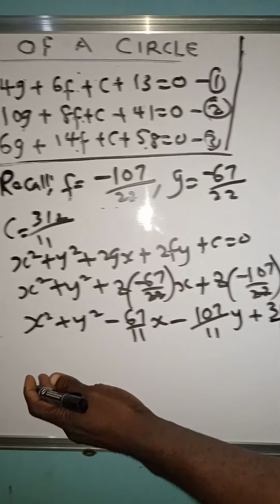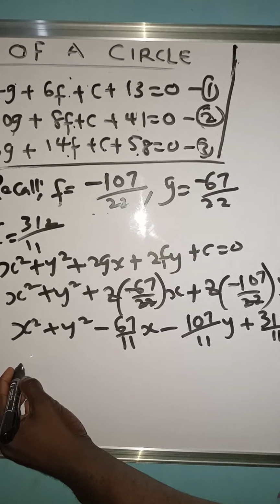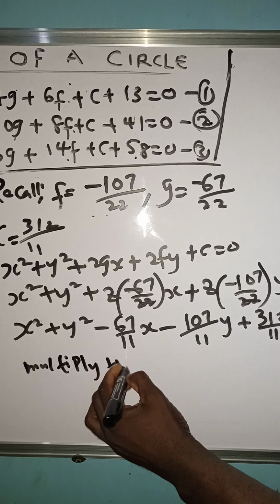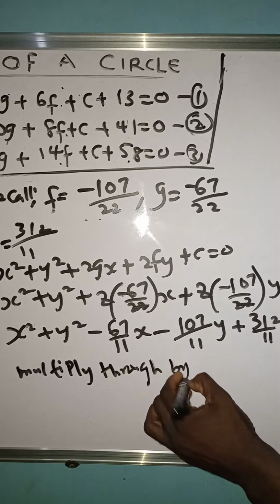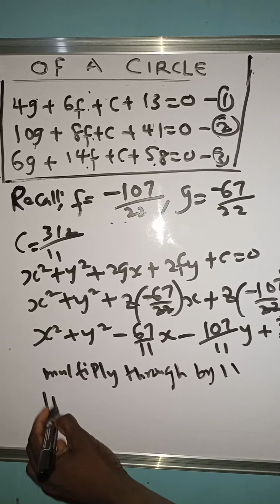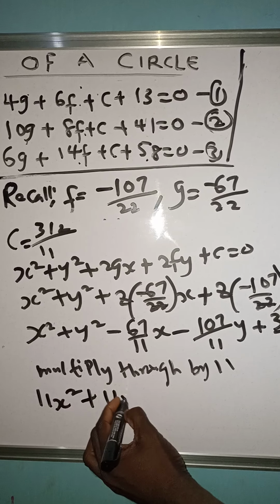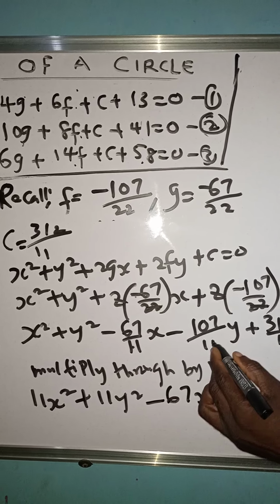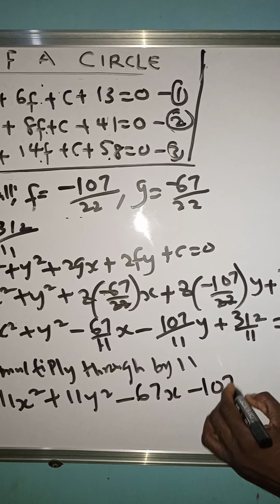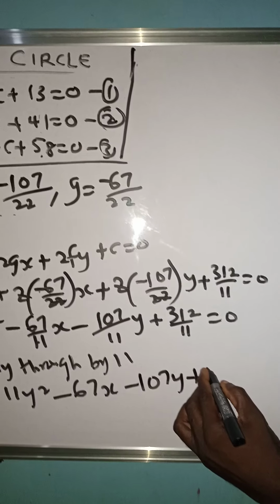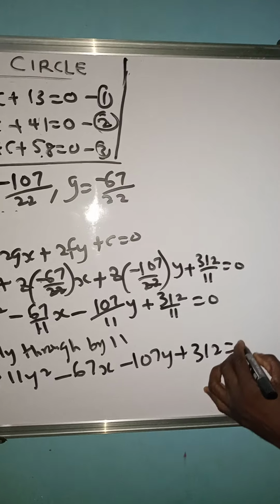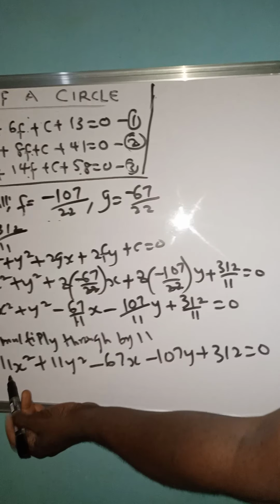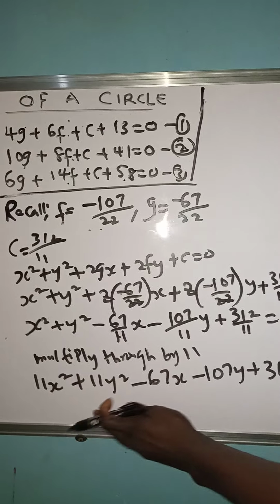To make this whole numbers, you multiply the equation through by 11. So 11 times this: 11x squared plus 11y squared. Multiply by 11, you have minus 67x. Multiply by 11, you have minus 107y. Plus, multiply by 11, we have 312. And 11 times 0 gives you 0. This is the equation of that circle. You can see the coefficients of x squared and y squared are the same.